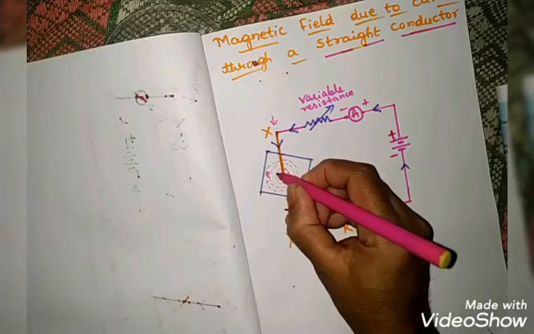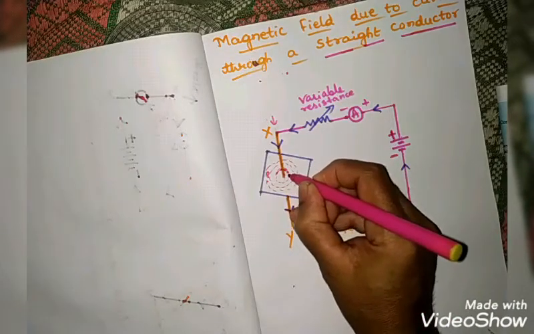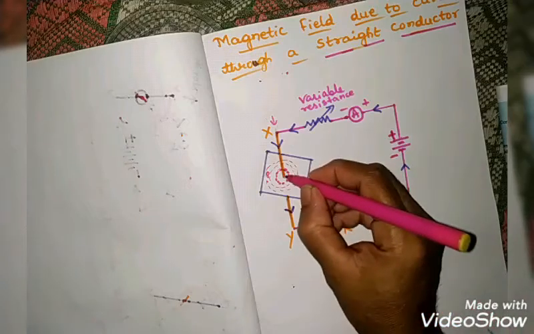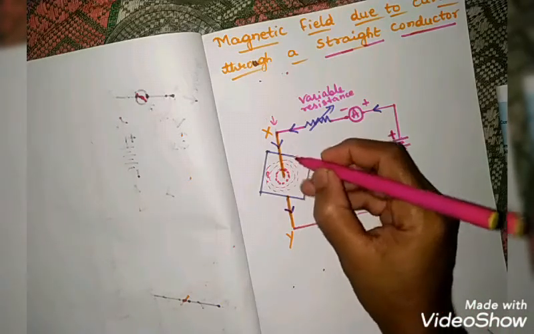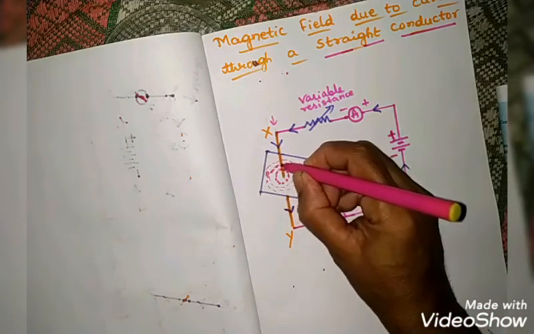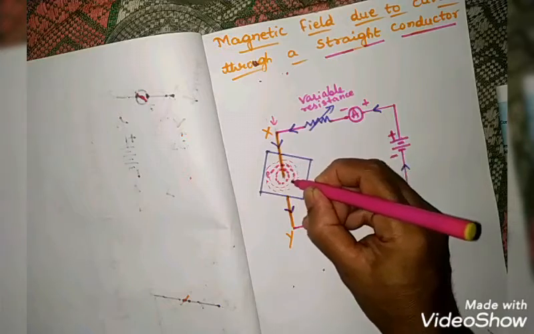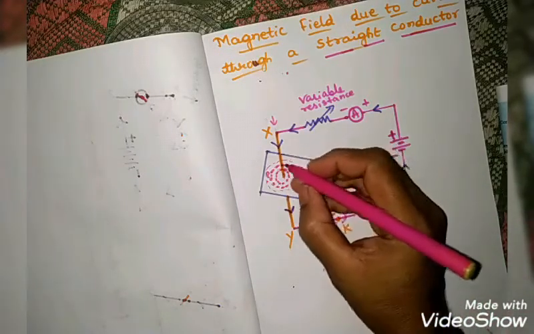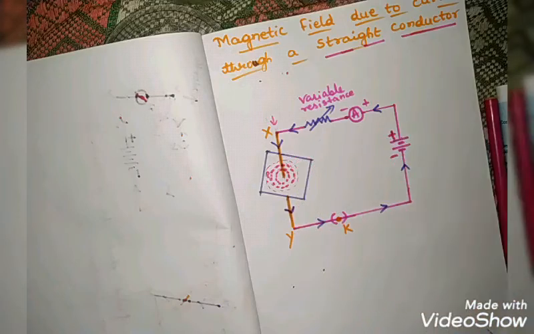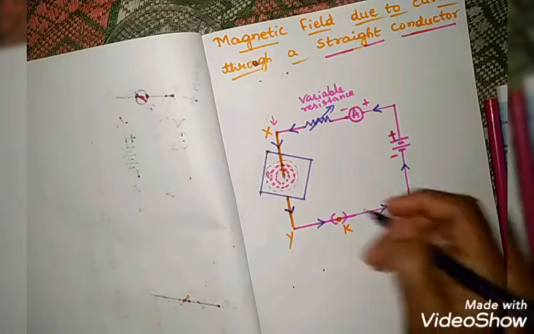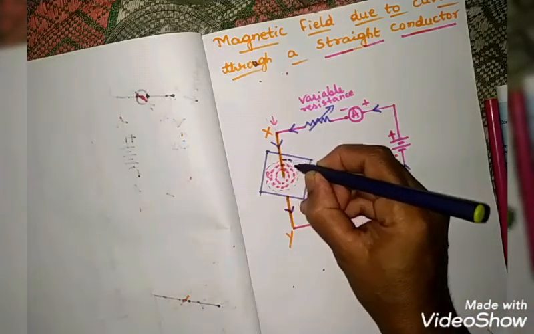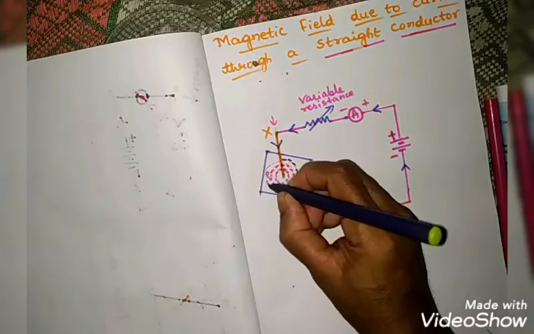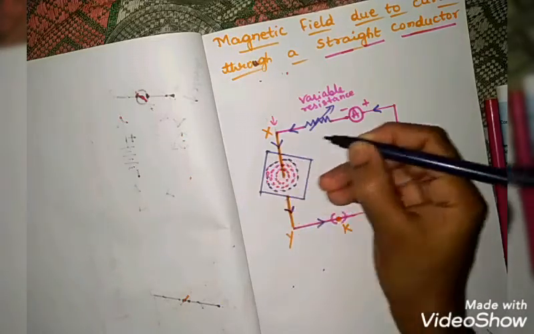Here you can observe, children, they align themselves in the form of concentric circles around this straight conductor. What are concentric circles? The circles with the same center. You can observe here, with the same center, they are arranged themselves in concentric circles.